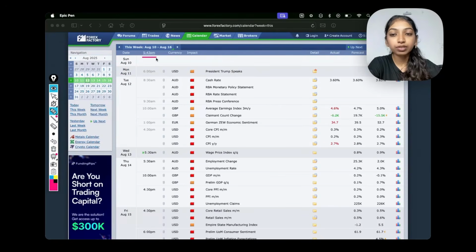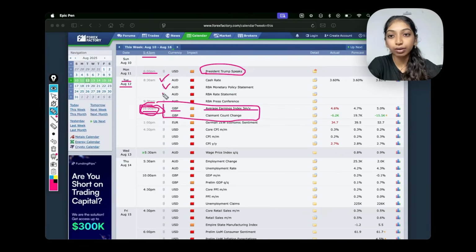And then we have the time. This is where you can see on Tuesday, August 12th, we have at 10 a.m. GBP average earnings index news. So the time plus what news will be released. If there are two news, that means two news will be released at the same exact time. If there's only one news, then only one news will be released at that specific time. For example, here we have 4 news releasing at the same time at 8:30 a.m. All AUD, all red folders, which can have huge volatility in the market and high spikes or drops.